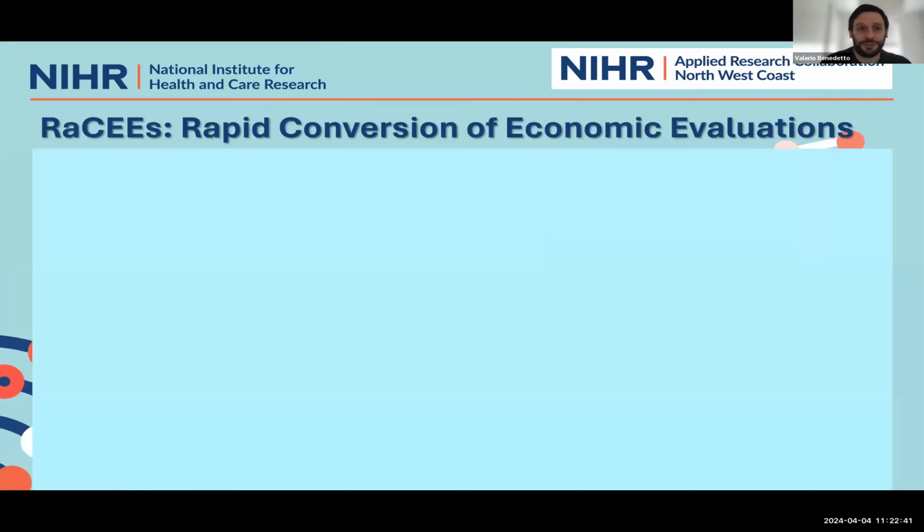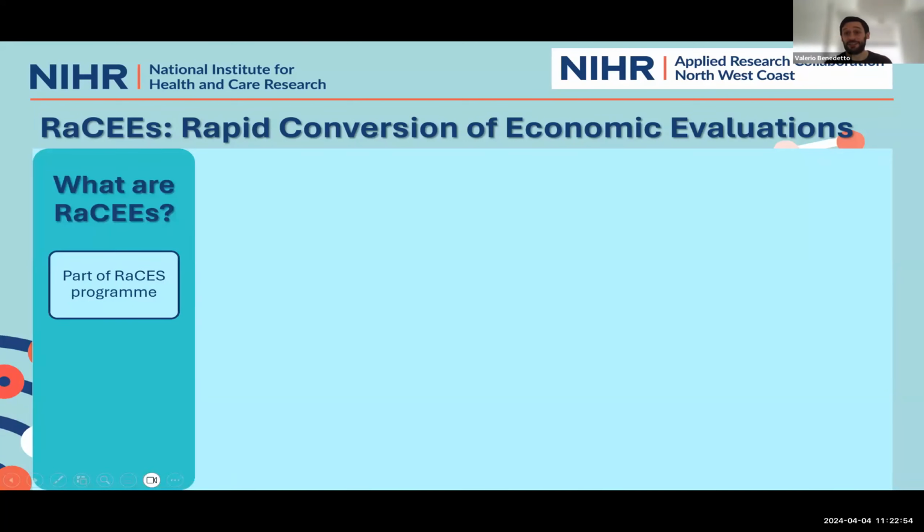Now I'm going to introduce this new initiative from the MIDAS theme, which is called the RACEs, Rapid Conversion of Economic Evaluations. As the name suggests, it's going to be part of the RACEs program. You probably heard of the RACEs program before. RACEs stand for Rapid Conversion of Evidence Summaries. I would say it's probably one of the most successful programs for our MIDAS team, also across the ARC West Coast.